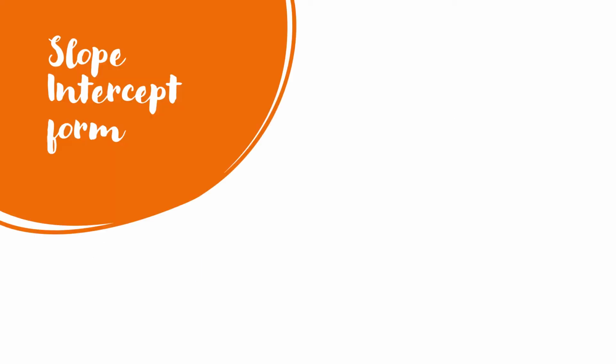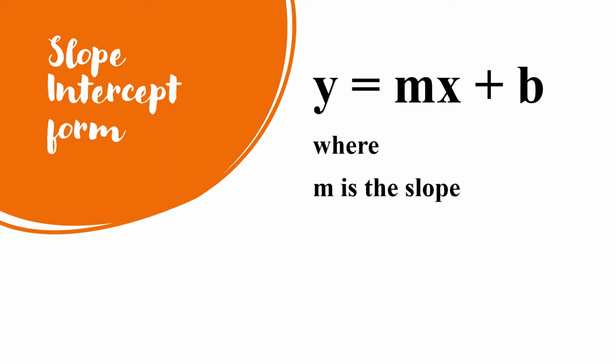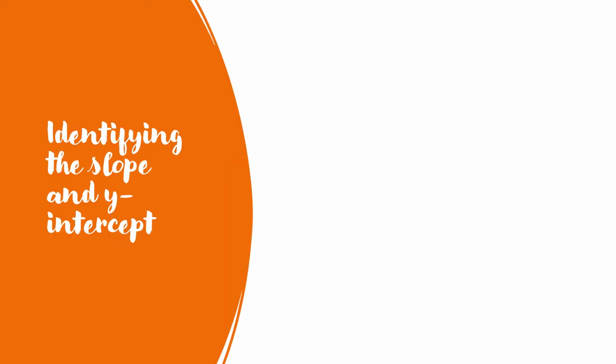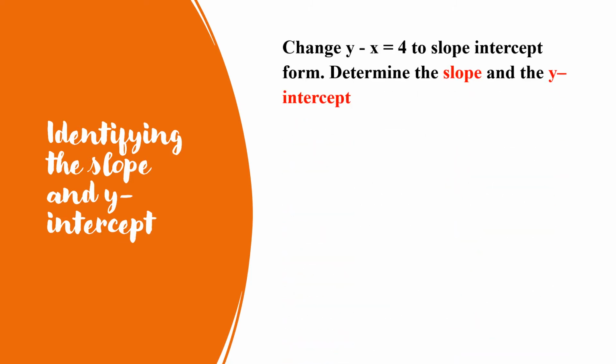So let us proceed to the slope-intercept form. Slope-intercept form is in the form of y is equal to mx plus b, wherein m is the slope and b is the y-intercept. This time, let us identify the slope and the y-intercept. To identify them, we need to put the equation in the form of y equals mx plus b. So change y minus x is equal to 4 to slope-intercept form.